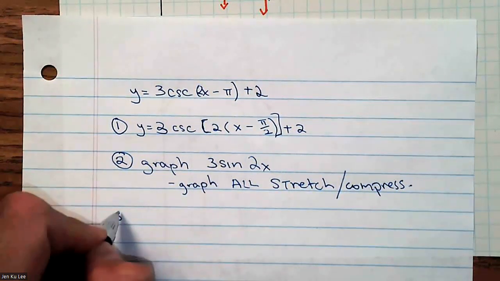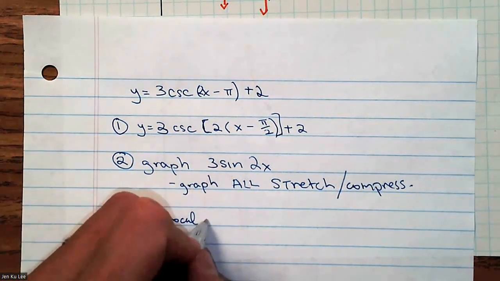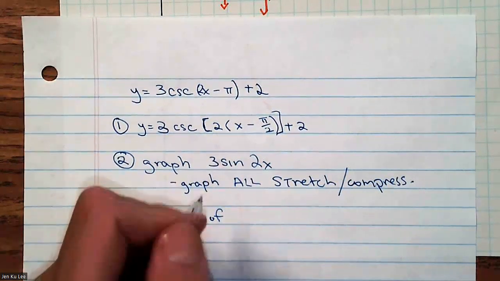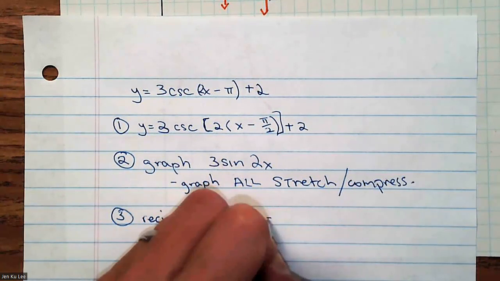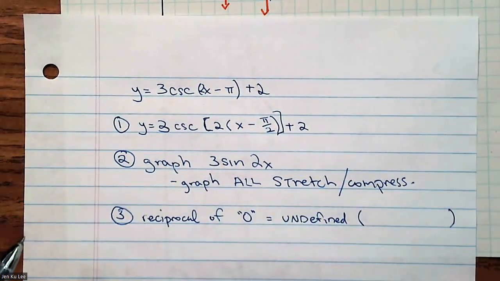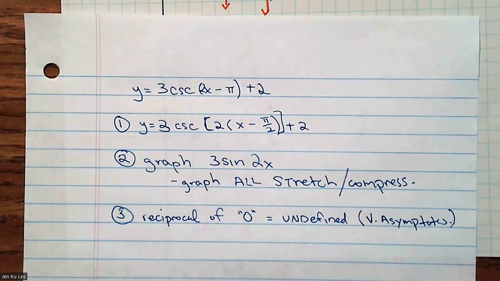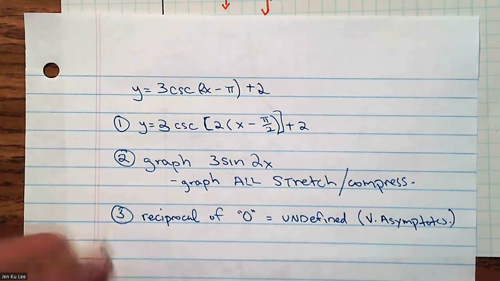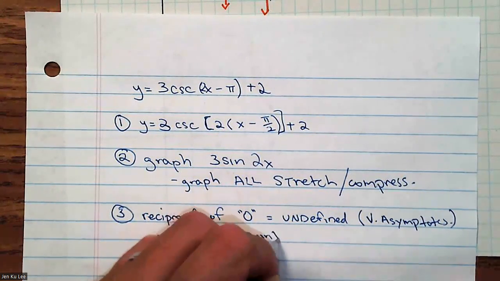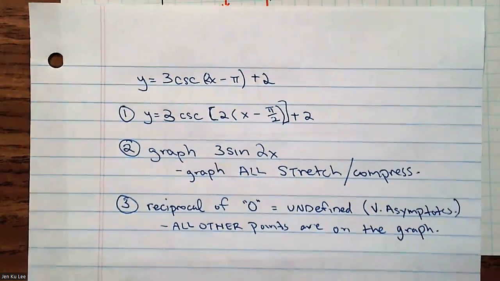Once we get that, the third step would be to take the reciprocal. The reciprocal of 0 is undefined, where they're vertical asymptotes. And then all other points are on the graph.